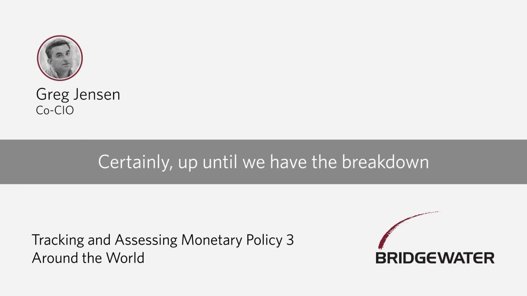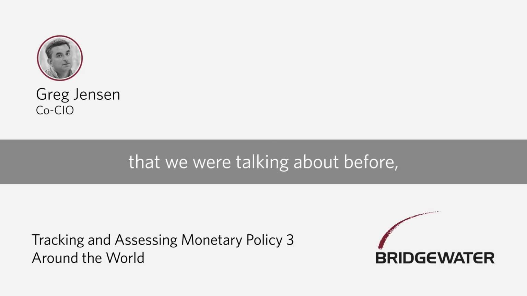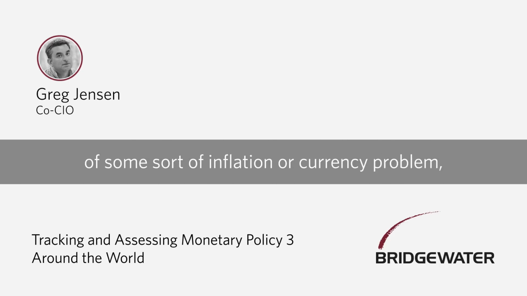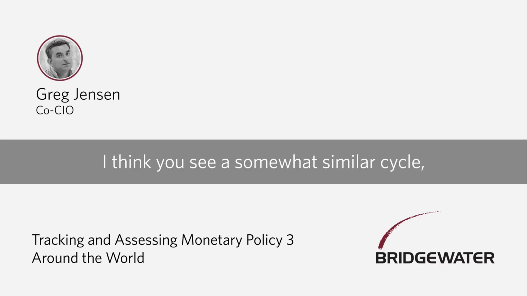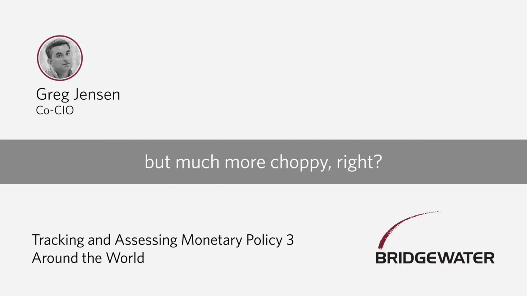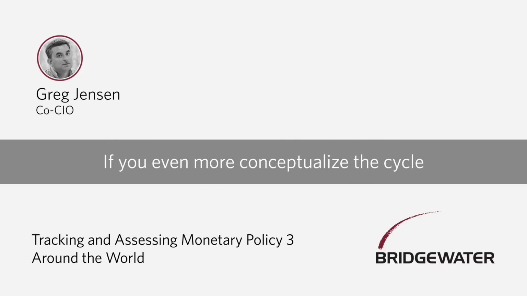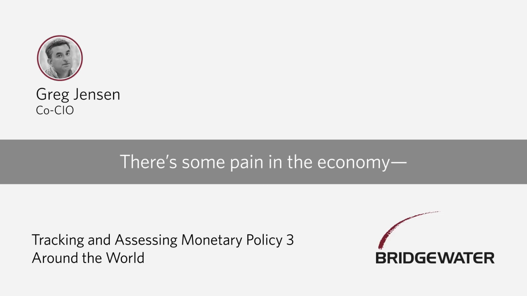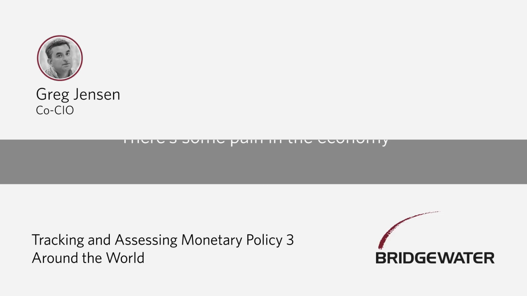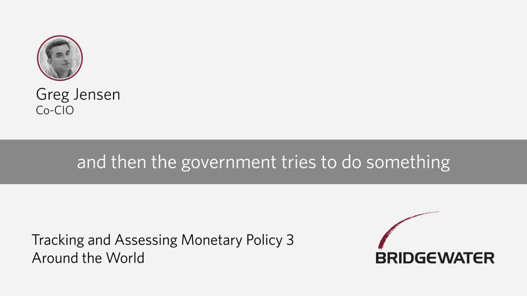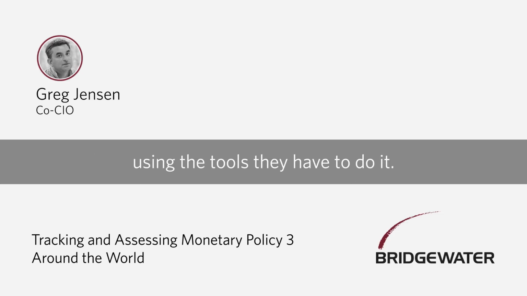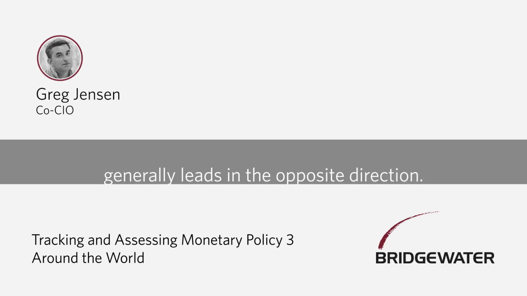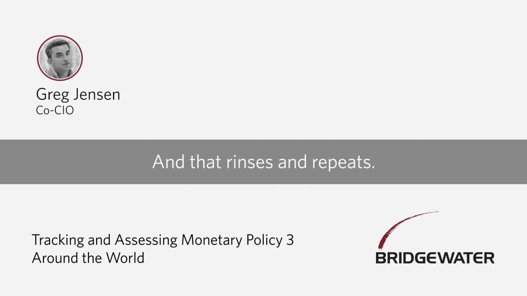Yeah, I think so. Certainly up until we have the breakdown that we were talking about before of some sort of inflation or currency problem, I think you see a somewhat similar cycle, but much more choppy, right? If you even more conceptualize the cycle from the traditional monetary policy cycle, it basically looks like this. There's some pain in the economy, pain and suffering, and then the government tries to do something using the tools they have to do it. And then that has an effect that generally leads in the opposite direction, and that rinses and repeats.